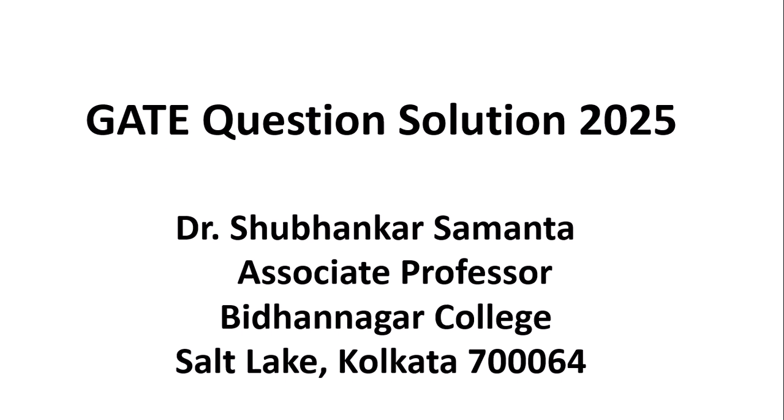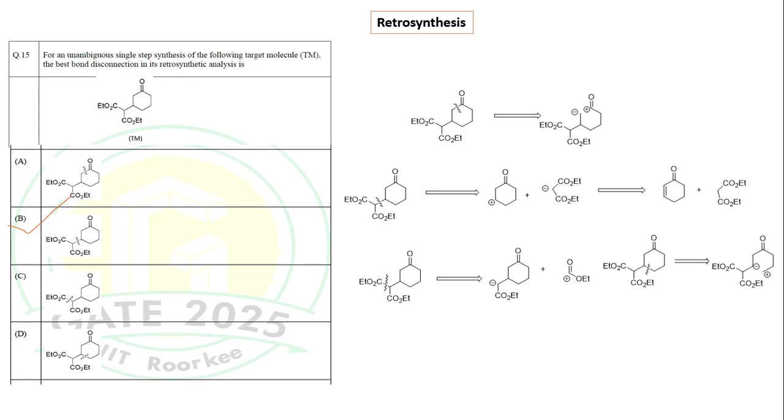This solution mainly solves organic chemistry problems on the basis of different textbooks and knowledge of organic chemistry. The first question is a retrosynthetic problem. In this retrosynthetic problem, the target molecule can be synthesized in different ways.